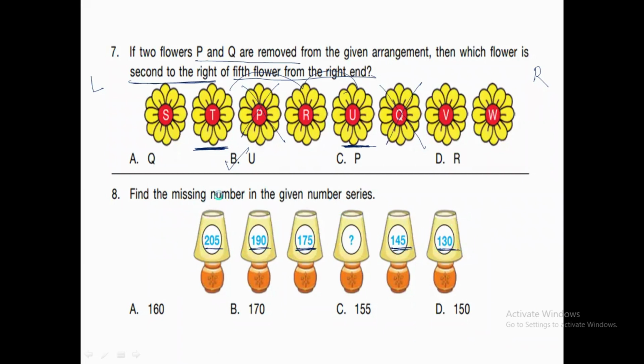So first we need to find out which pattern is being followed over here. We can see the numbers are decreasing. As we are moving towards the right, every number is decreasing. So first, we need to find the difference between them. When we subtract 190 from 205, what are we getting? There is a difference of 15. Correct? If we subtract 130 from 145, again we are getting 15. So we can say that the difference between every two numbers is 15.